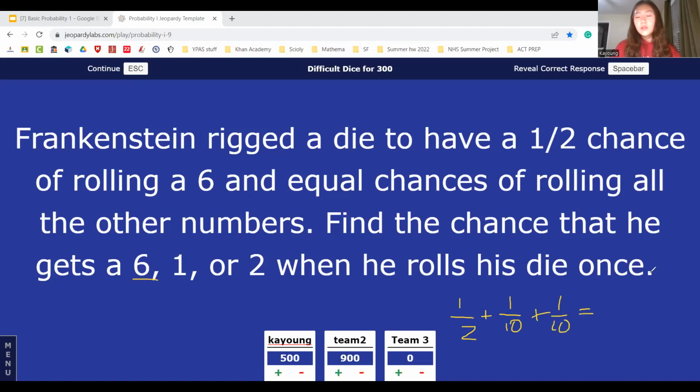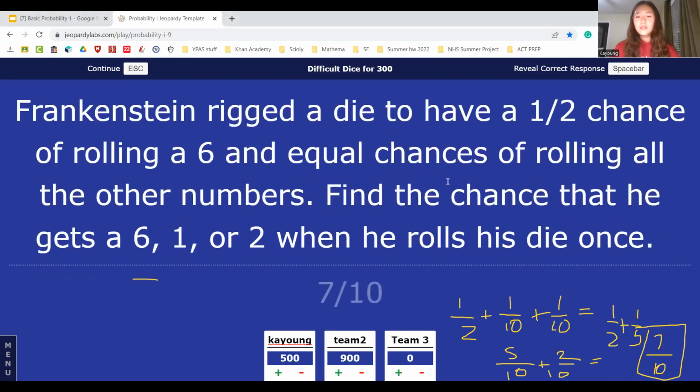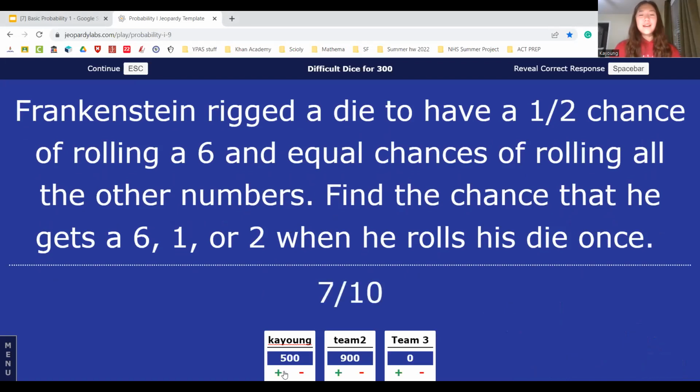Okay, so that's going to be 1/2 plus 2/10, which is 1/5. Well, that's the same thing as 5/10 plus 2/10, which is 7/10. Okay, that's going to be my answer. Let's see if that's right though. I actually don't know. Okay, yeah, good job, me. So I'm at 800. You guys are at 900.